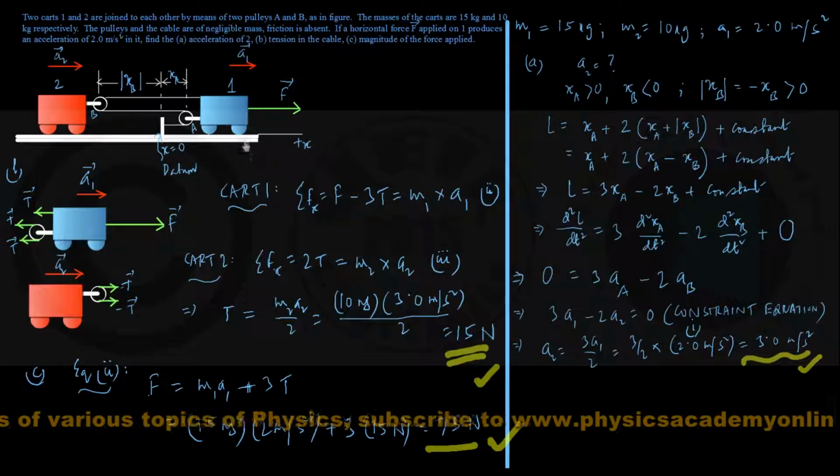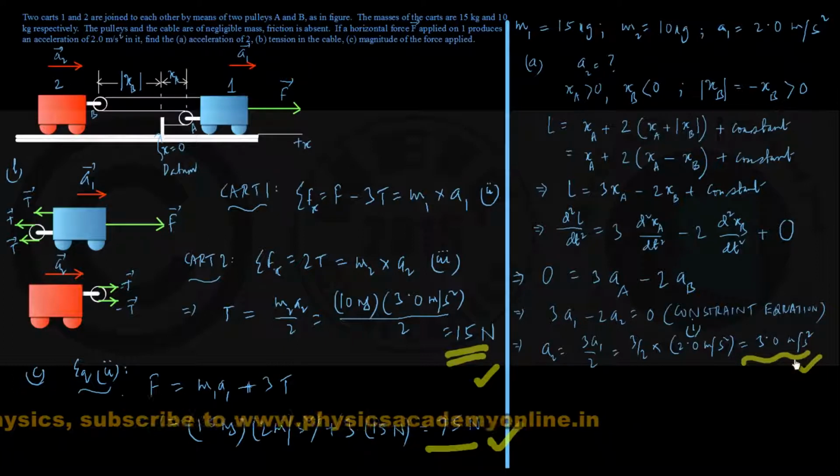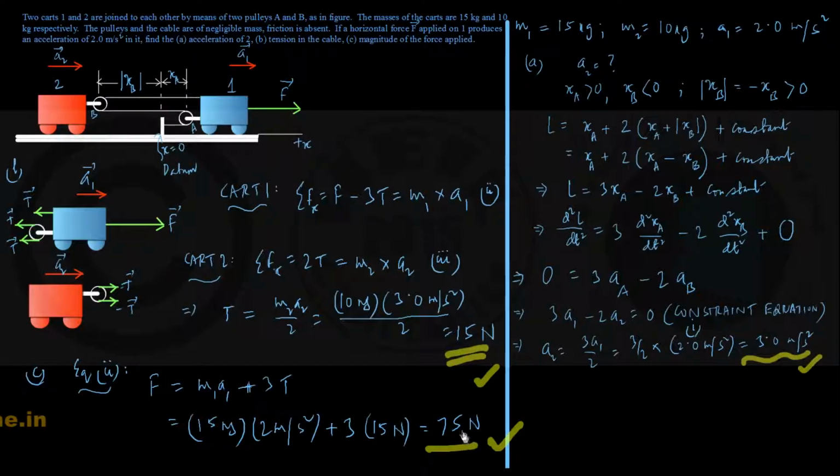Let's quickly look at the answers once again. We have got acceleration of cart 2 is 3 meter per second square. The tension in the cable is 15 Newton, and the applied force on cart 1 is 75 Newton. And here are the answers.